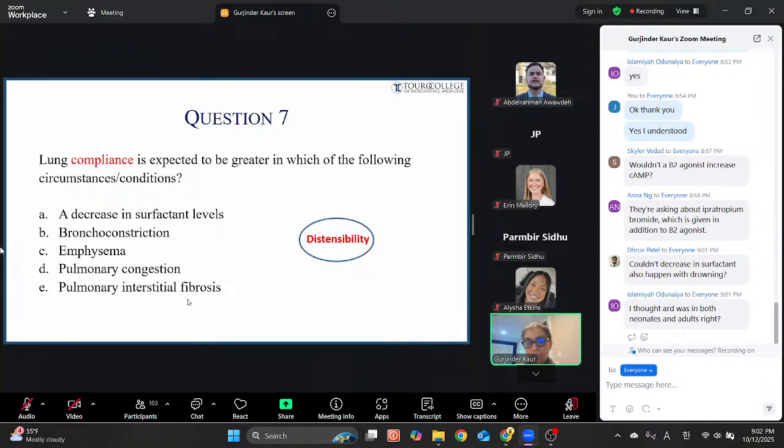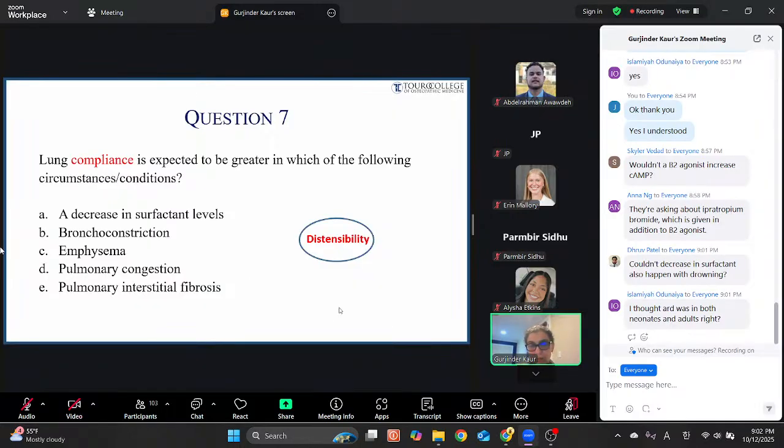Interstitial fibrosis is going to lower compliance. Congestion can also bring the compliance low, because if there is some bacterial infection, that can work on the compliance and bring it low. So emphysema is the only good option here. Very well done. I liked your answer. Thank you. I think you're doing very well.